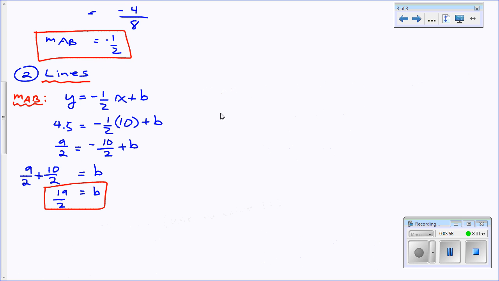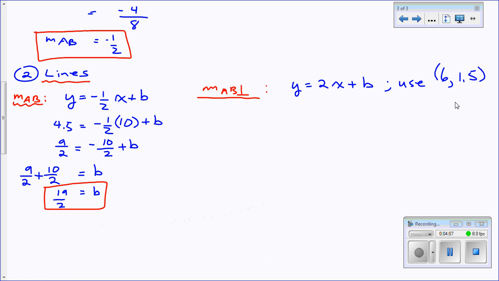Now, in order to calculate the equation of the line for the perpendicular, we're going to start with this equation: y is equal to 2x plus b. And we're going to use (6, 1.5) from our equation. Now, (6, 1.5) was our G value. So we substitute in, and we get something that looks like this.